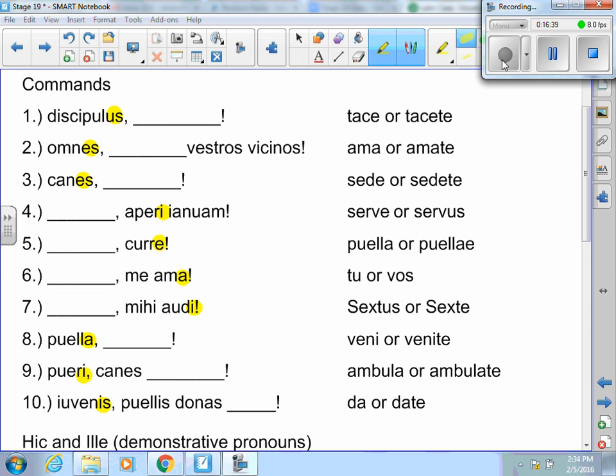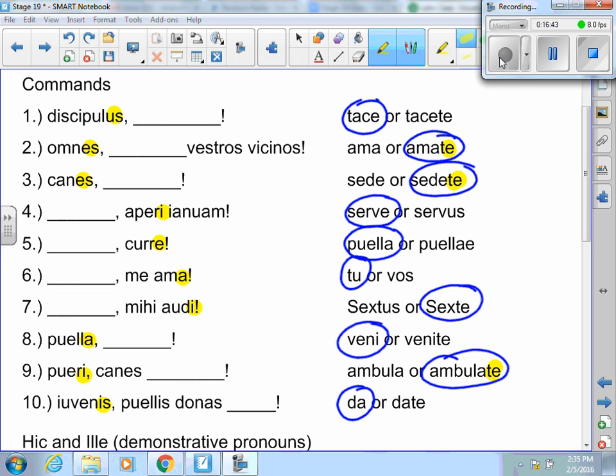Okay, number 1, us is singular, so I choose the singular take. The plural would be takite. I've highlighted all the te's, those make it plural. Omnes is plural, so I choose amate, the plural form. Canis is plural, so I use sedete, the plural form. Aperi is singular, so I use serve. Cure is singular, I choose the singular puella form. Ama is singular, so I choose the singular. Audi is singular, so I choose sexte.